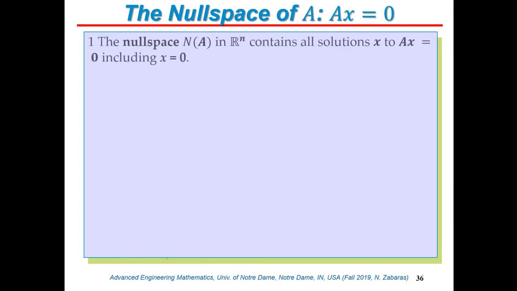So let me give some statements of things that we will see in the next few slides, so that you remember what is following. The definition of the null space is the vectors x that give you Ax equal to zero. Obviously, the zero solution is included, so we know that this is a subspace. It's very simple to prove it.